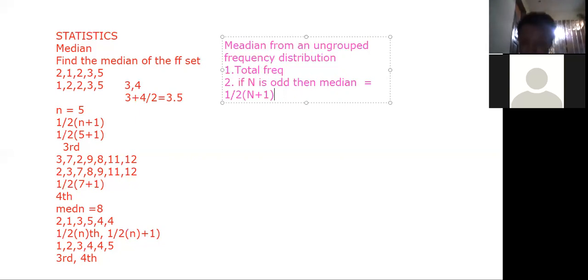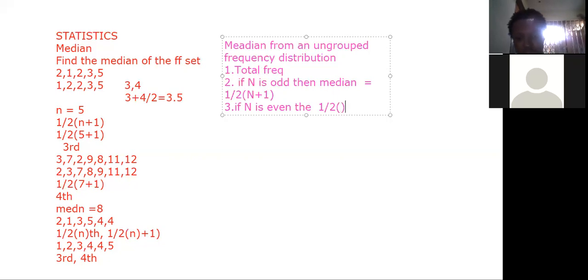Now if n or sigma f is even, then we are going to use the same formula like this. So we are going to use half into bracket n.